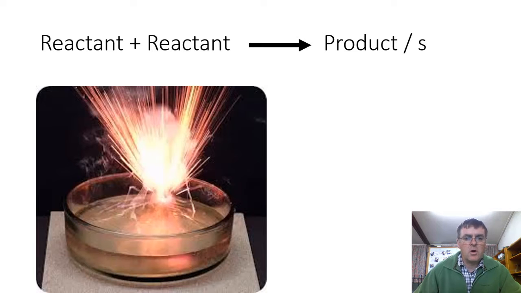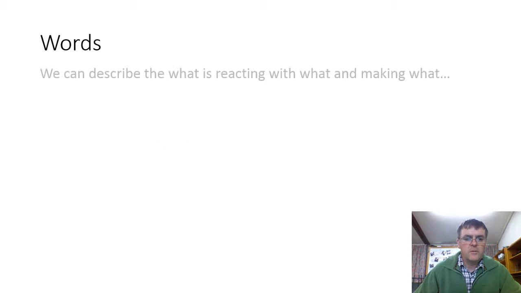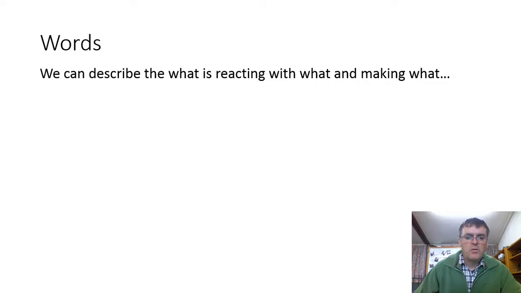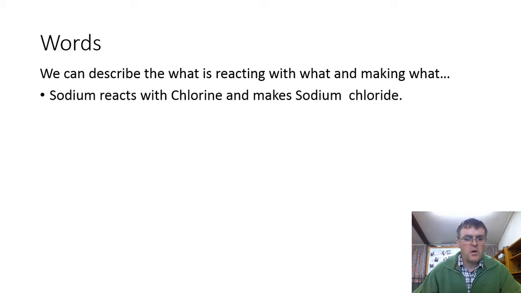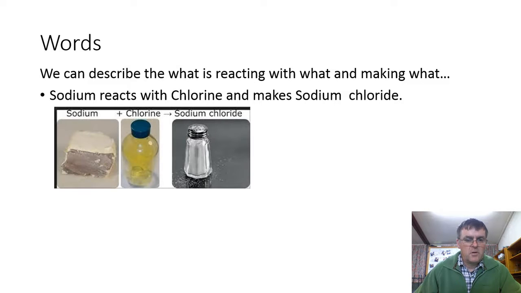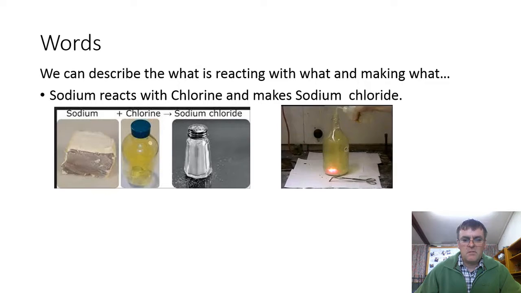But that's a chemical reaction going on, and we're beginning the foundation of our equation for explaining what's happening. So we can start with words. We can describe what is reacting with what and making what. For example, sodium is reacting with chlorine and making sodium chloride. So sodium the metal reacting with chlorine gas, making sodium chloride. And it gives bright lights, heat, and turns two toxic things into something that we put on our food.